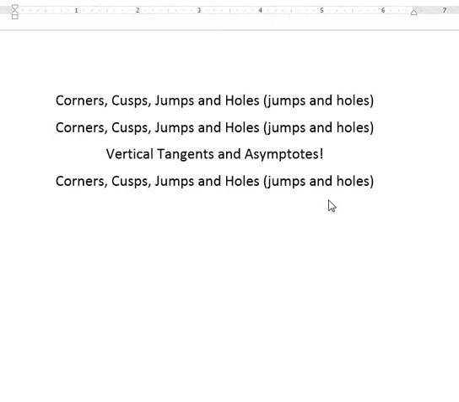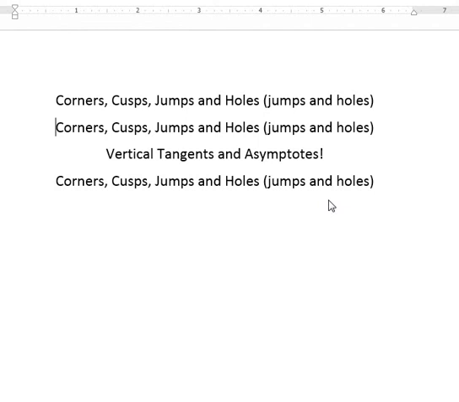Corners, we're waiting for everybody to get up. Corners, cusps, jumps and holes. Jumps and holes. Corners, cusps, jumps and holes. Jumps and holes. Vertical tangents and asymptotes. Get it? Corners, cusps, jumps and holes. Jumps and holes.